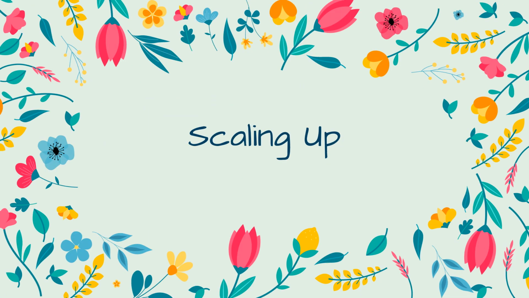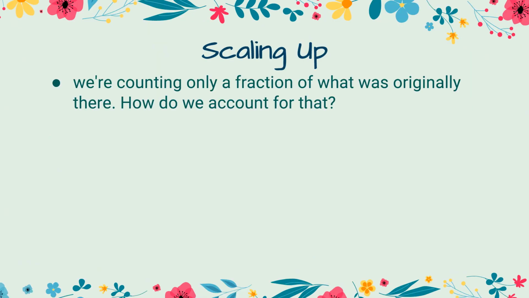Now that we've looked at scaling down, we can look at scaling back up. Let's say we've already counted all of our bacteria on a plate. How are we going to know how many bacteria are in that original colony? Well, we'll scale up, and that's what this section is about. So scaling up, when we count only a fraction of what was originally there, how do we account for that? Like I just said, we scale up, and there's an equation for this.